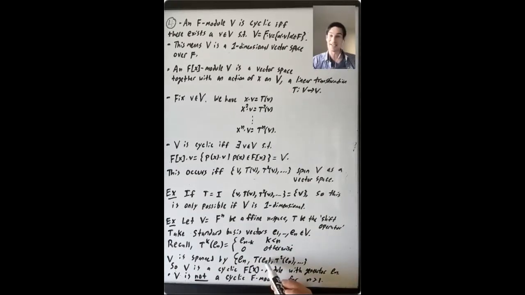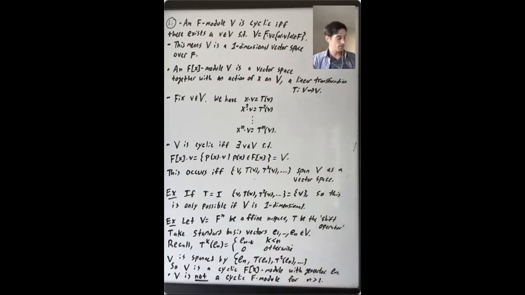All right, so you can check that V is spanned by en. T of en is e(n-1). T squared of en is e(n-2). You keep going in this way, and you'll get e(n-1) down to e2, e1. And V really is spanned by those standard basis vectors. So that means that V is a cyclic F bracket x module with generator en.